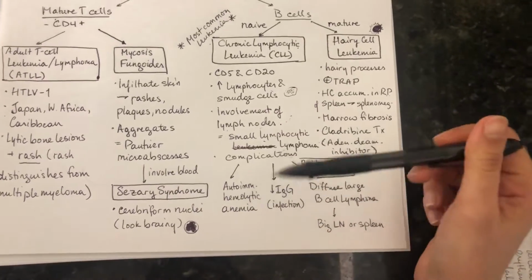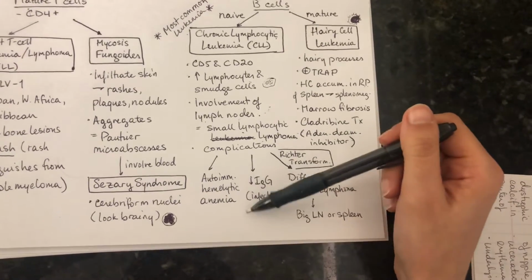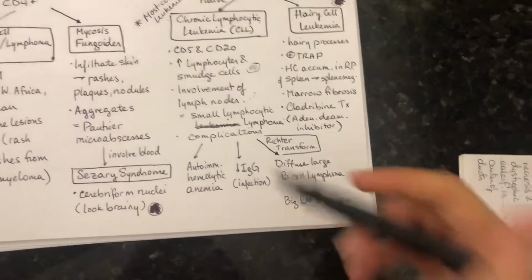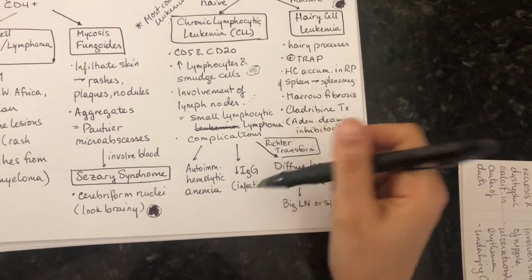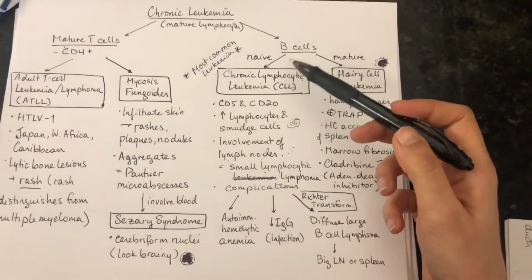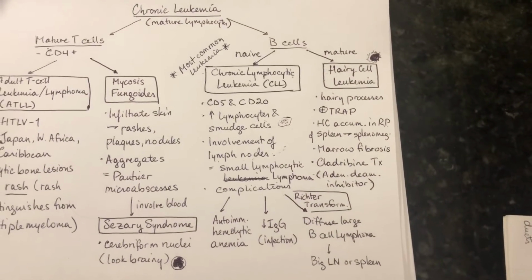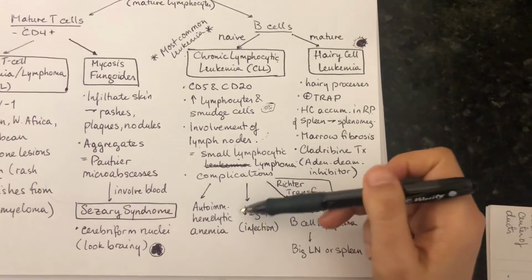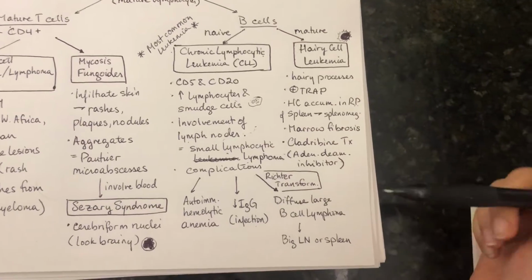So you can have three different complications from this. You can have autoimmune hemolytic anemia. You can have decreased IgG, which predisposes to infection. The decreased IgG is because these are naive B cells. They're not producing plasma cells, so you're not going to get plasma cells producing IgG, so you'll have lowered IgG, which predisposes to infection.